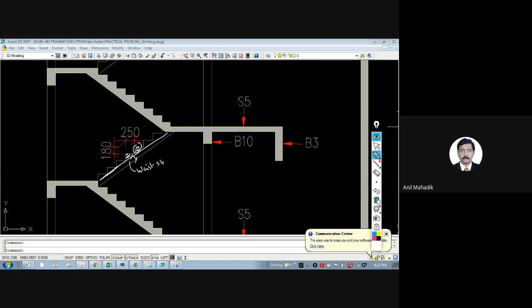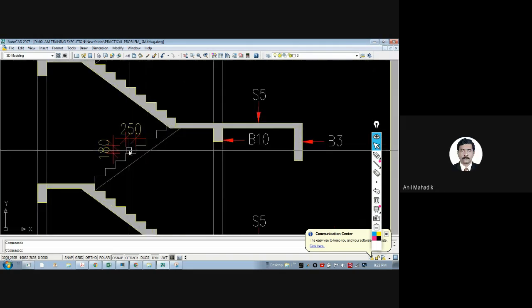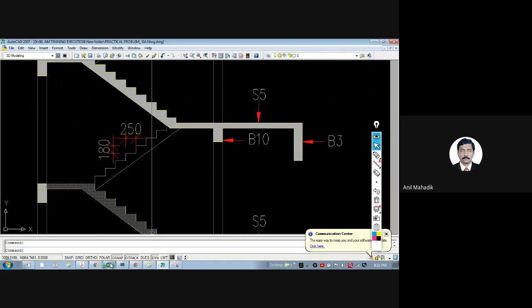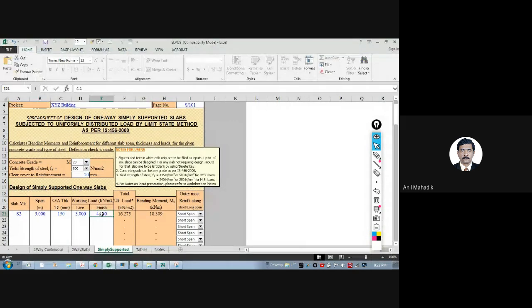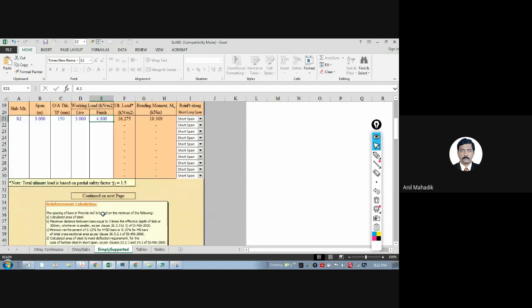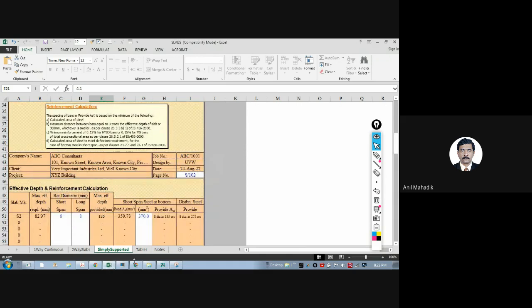I think we have shared the design basis report to all of you. Please refer how to calculate the weight of the steps. There is a formula for that, and you can add the step weight and you put that weight in the finish. This thickness is overall thickness of the waist slab, and whatever additional weight is coming due to the steps, put that additional weight in the finish. So tile weight, screed weight, and weight of the steps here. That is the only difference. Nothing much special for staircase.